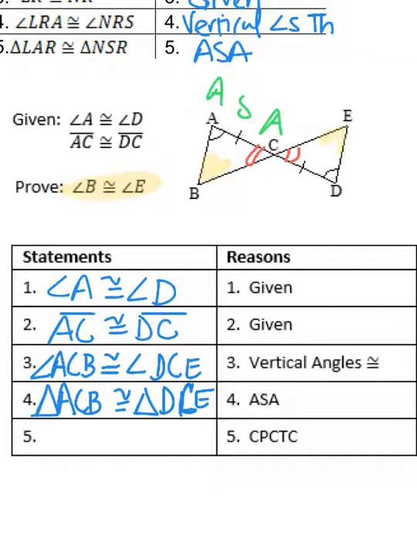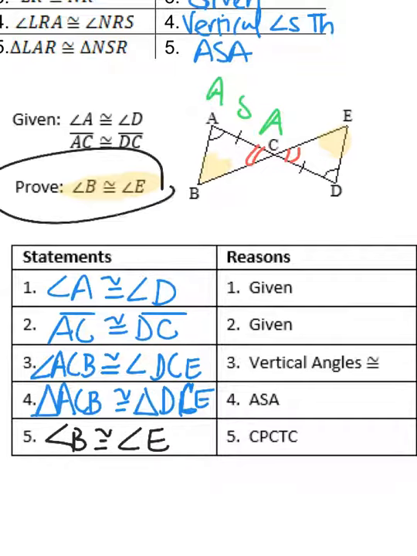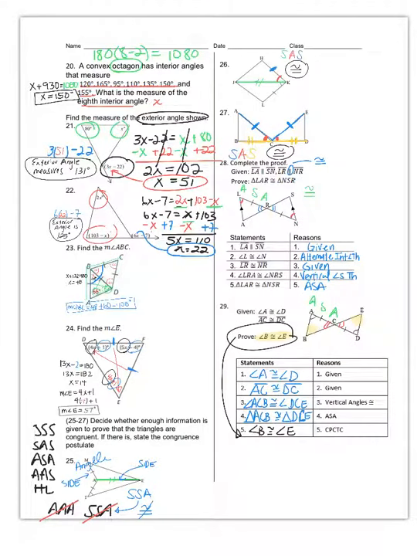Angle B and E were not marked before, but because we know the triangles are congruent to each other, we now know that any corresponding piece will be congruent also, and the piece that we need in this case is angle B congruent to angle E, and that's the last step in our proof. And of course it's by corresponding parts of congruent triangles are congruent. That concludes page 3.